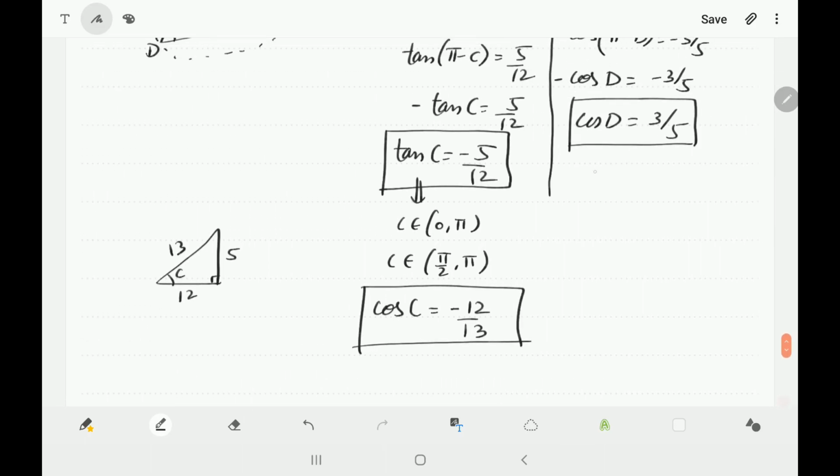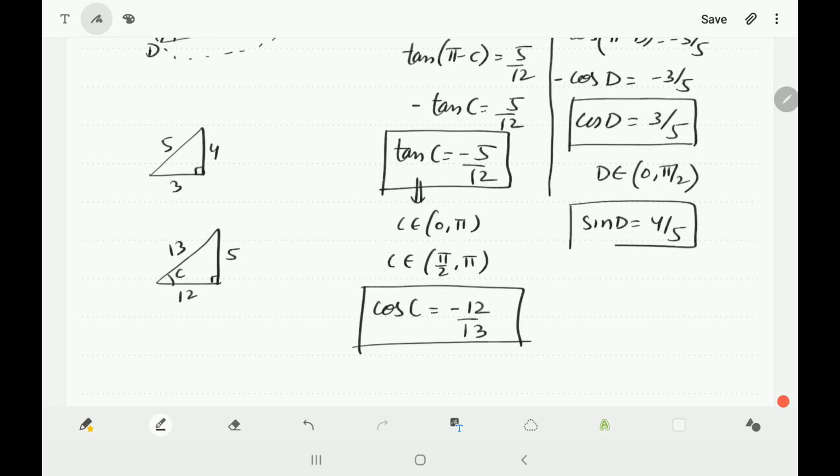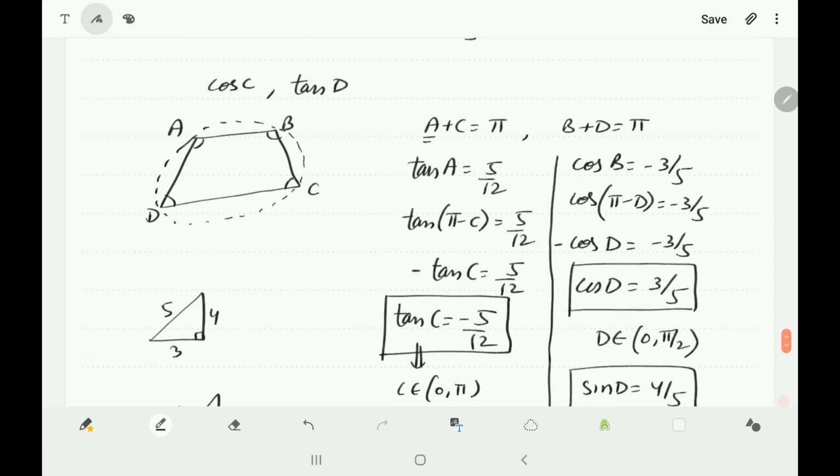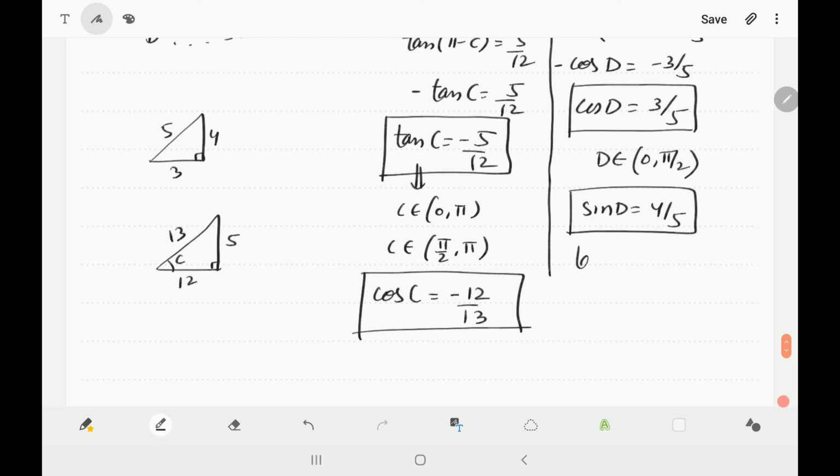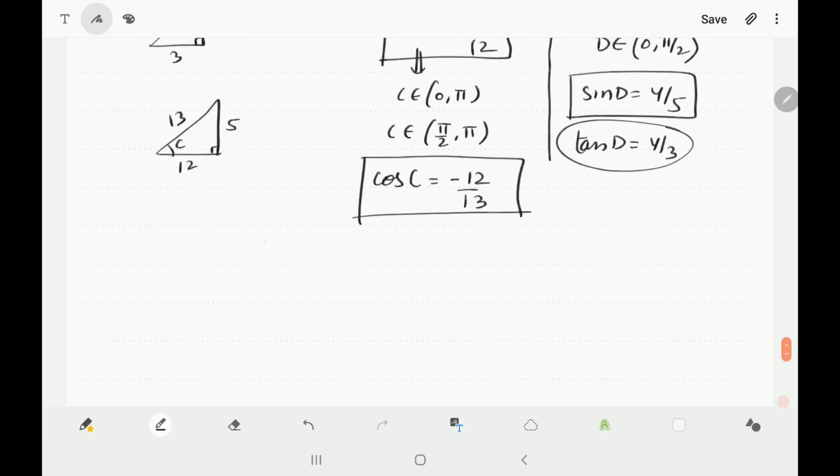Cos D is 3 by 5. It means D is in the first quadrant only, 0 to pi by 2. If we make a triangle of cos D, we'll have this value as 3, this value as 5. So the perpendicular will be 4, and we will have sin D as 4 by 5. Are you clear on this thing also? What we have to find is tan D. So tan D will be equal to 4 by 3, because it is in the first quadrant, so it will be positive. So now we have one root of the quadratic equation as minus 12 by 13 and the other root as 4 by 3.